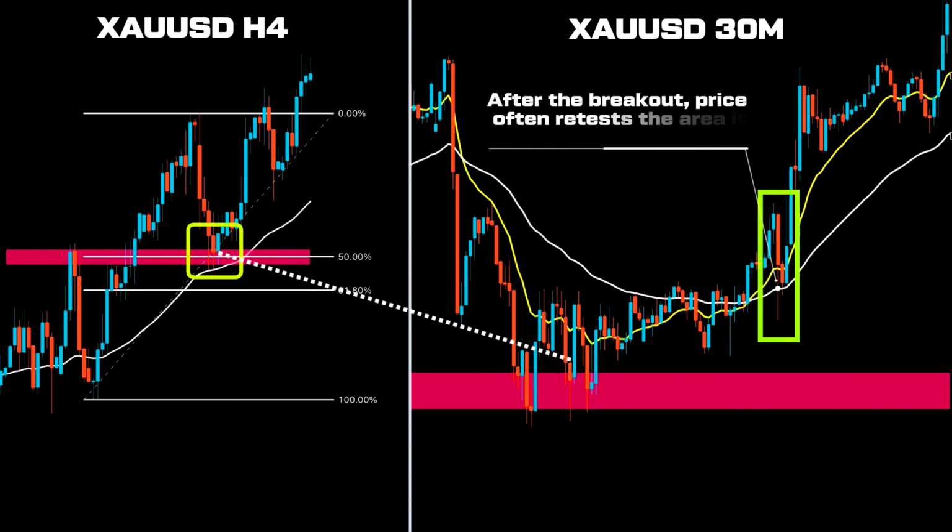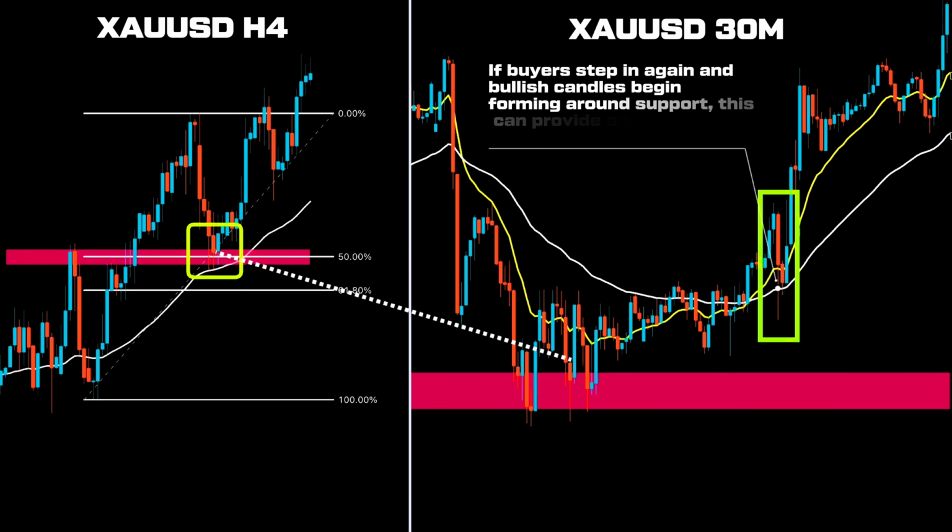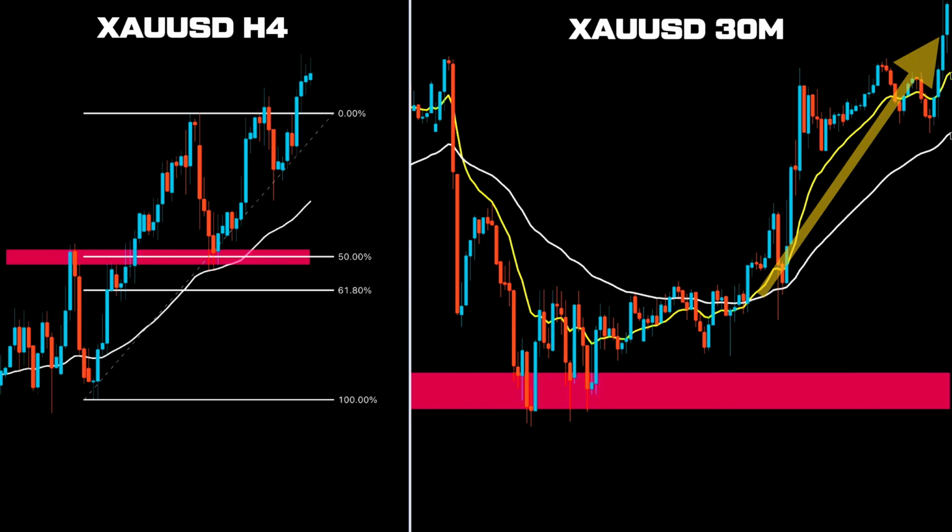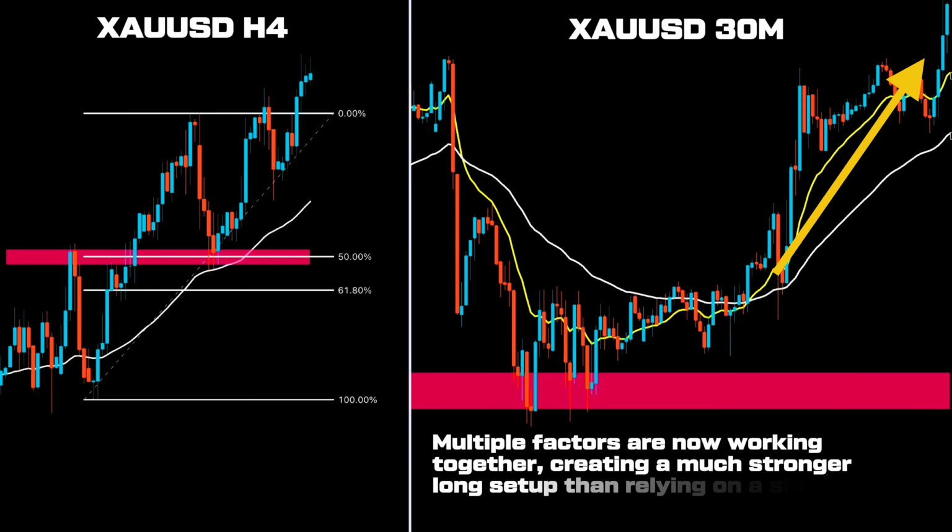After the breakout, price often retests the area it just broke from. If buyers step in again and bullish candles begin forming around support, this can provide an excellent opportunity to join the trend. At this point, the higher timeframe trend is bullish. The lower timeframe structure has shifted bullish, and the EMA alignment supports the same direction. Multiple factors are now working together, creating a much stronger long setup than relying on a single signal alone.